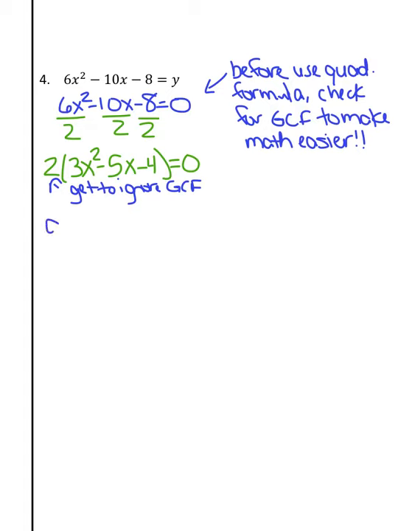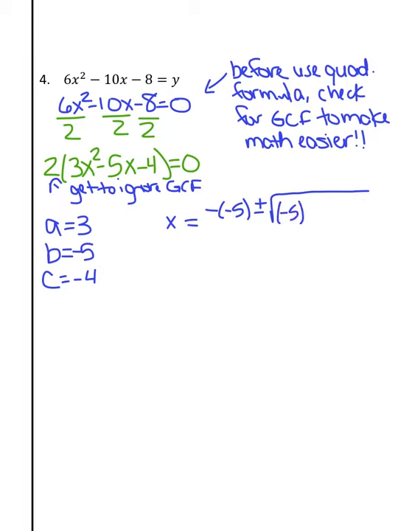So let's look at this problem. We have A equals 3. We have B equals negative 5. And we have C equals negative 4, right? So there's my ABC from inside. So let's plug in. X equals negative b, so negative negative 5, plus or minus the square root of negative 5 squared minus 4 times 3 times negative 4, right? So it's b squared minus 4ac.